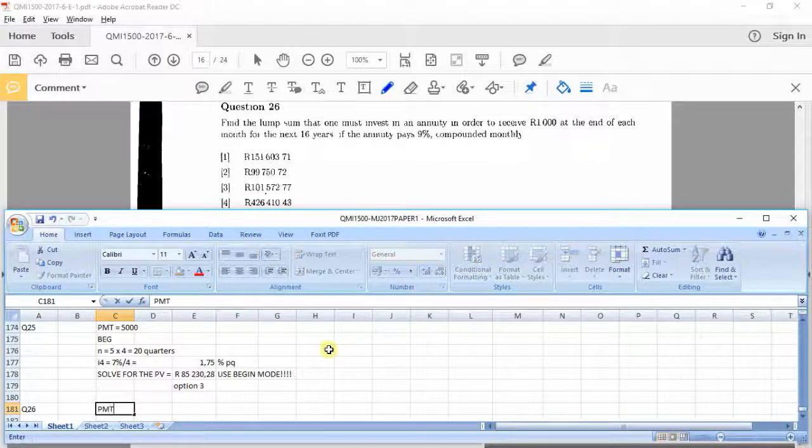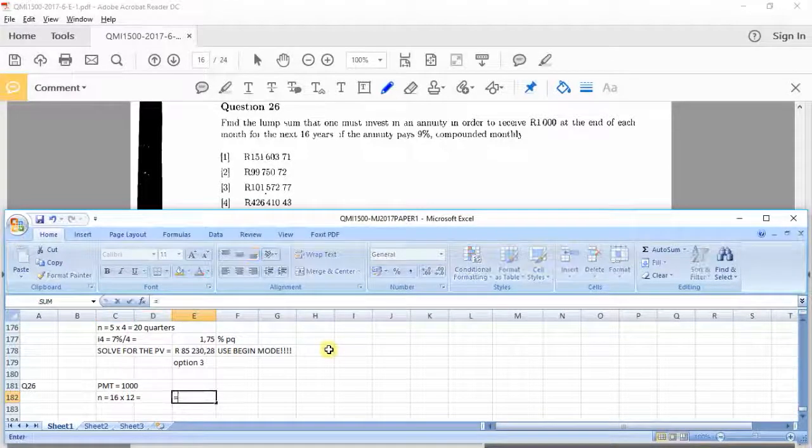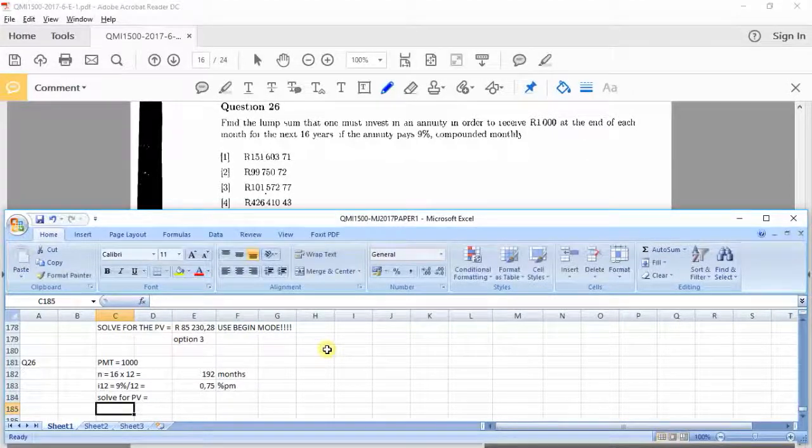Okay, 26. Find the lump sum that must be invested in an annuity in order to receive 1,000. So PMT is 1,000 at the end of each month for 16 years. So N is 16 times 12, 192 months. The rate I12 is equal to 9% compounded monthly. 9% divided by 12 equals 0.75% per month. Solve for the lump sum PV.